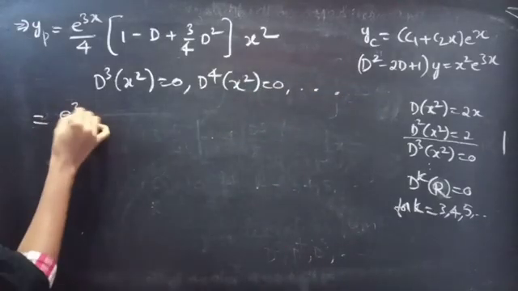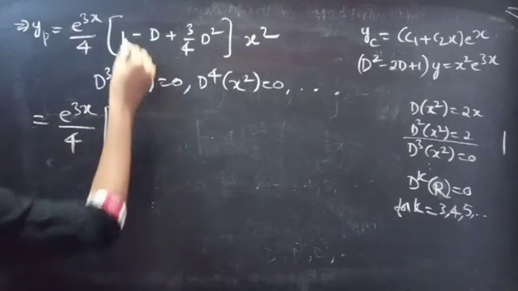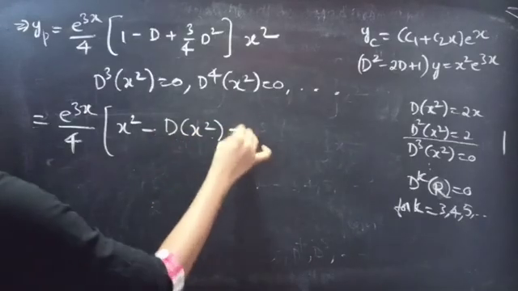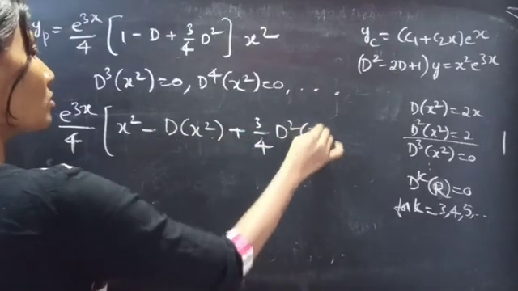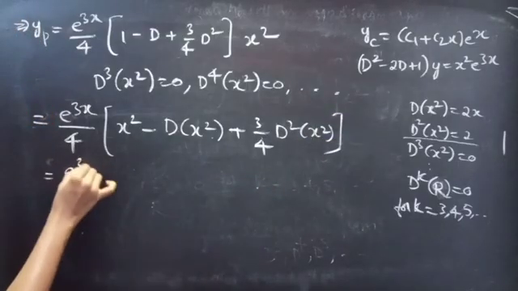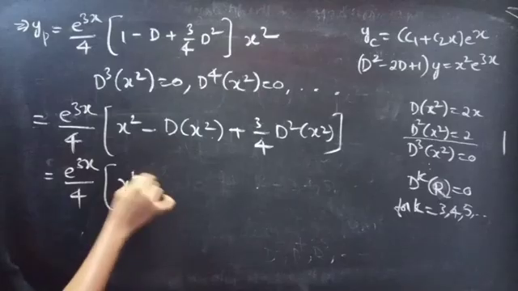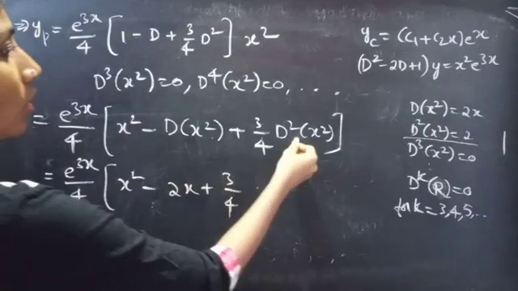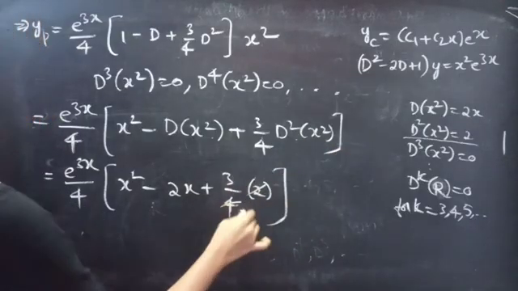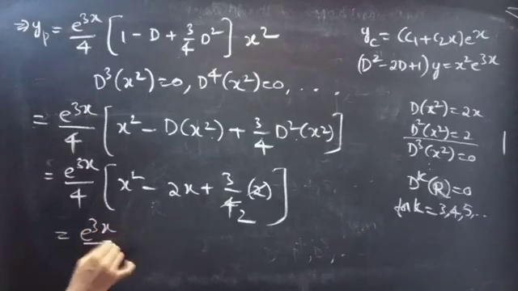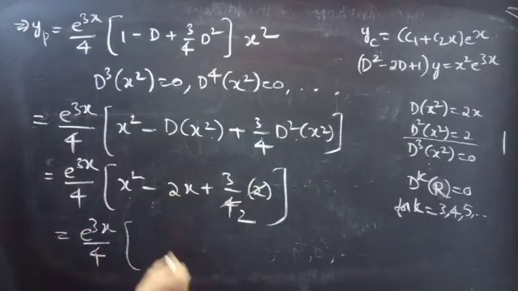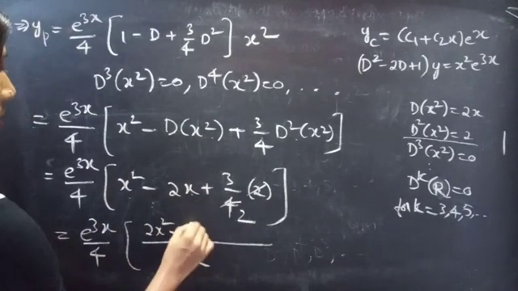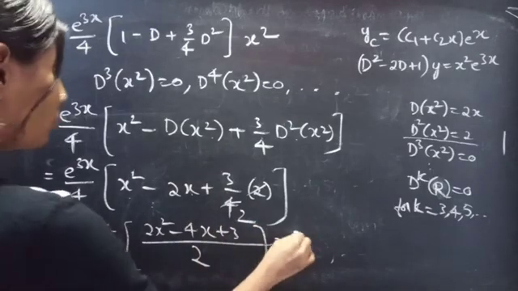So this equals e power 3x by 4 into 1 into x square minus derivative of x square plus 3 by 4 into d square of x square, which is equal to e power 3x by 4 into x square minus derivative of x square, which is 2x, plus 3 by 4 into d square of x square, which is 2. Two ones are 2, two twos are 4. Now we can take the LCM of all these three terms: 2x square minus 2x into 2, 4x, plus 3.